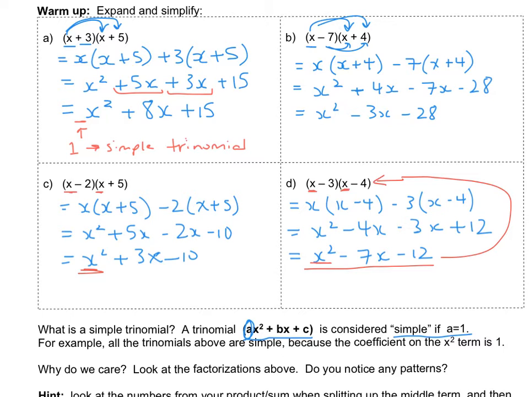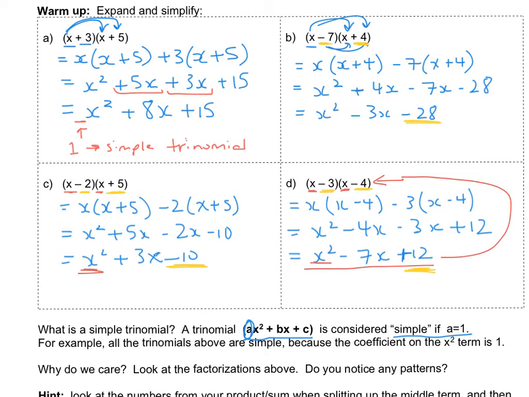We also know that the minus 10 in example C comes from minus 2 times positive 5, or the minus 12 in D comes from minus 3 times minus 4. Except I goofed when I wrote down minus 12 in the answer. That should have been a plus 12. That plus 12 comes from minus 3 times minus 4. The minus 28 here in part B comes from minus 7 times positive 4.